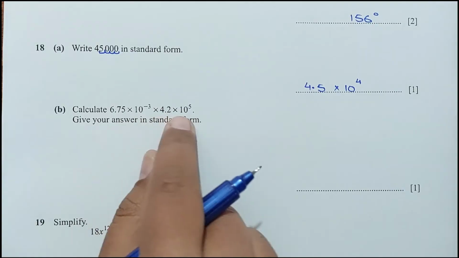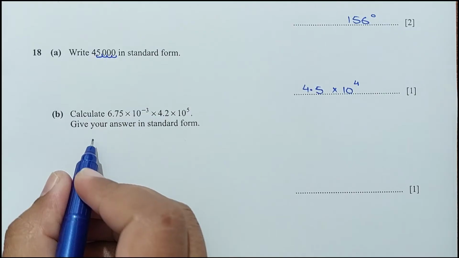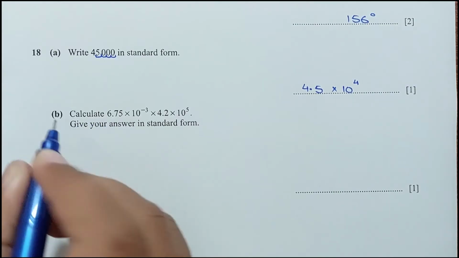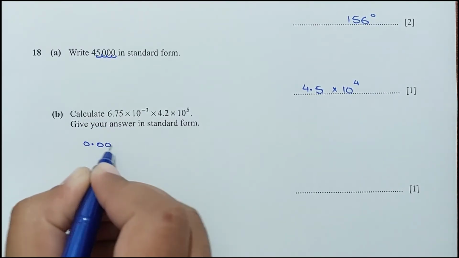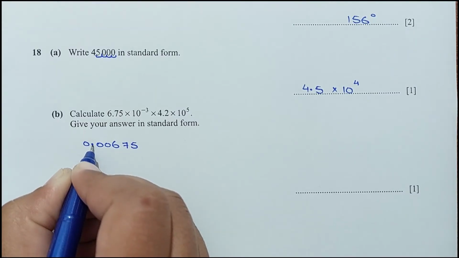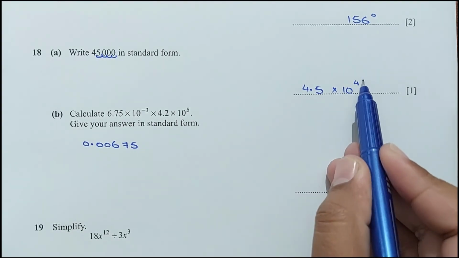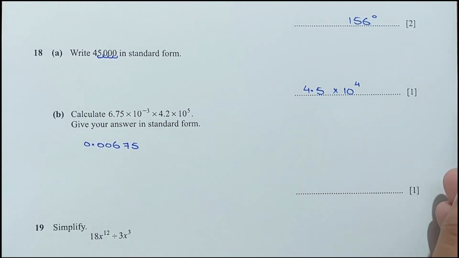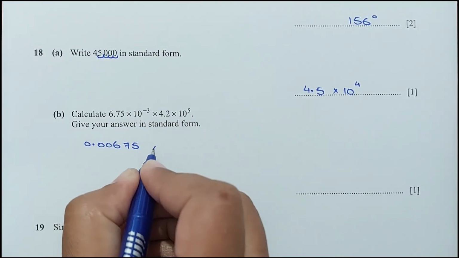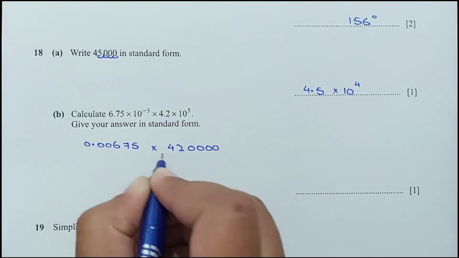Now for part B, calculate this, give your answer in standard form. Okay, first let me convert this into the normal form. It's negative 3, so we have to move 3 units here. So it is 0.00675, 1, 2, and 3 units. When we have a positive power, we move to the right, and when we have a negative power, we move to the left, right? Times 4, 2, 1, 2, 3, and 4 zeros, right?